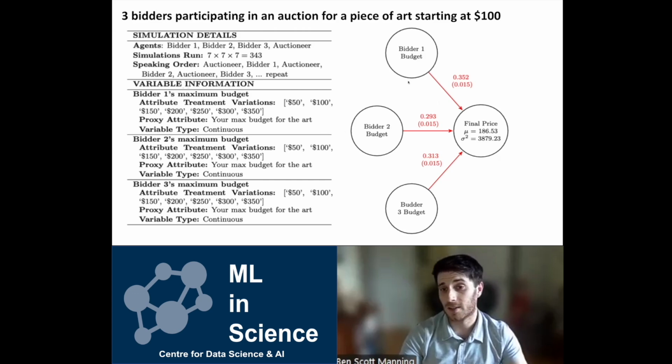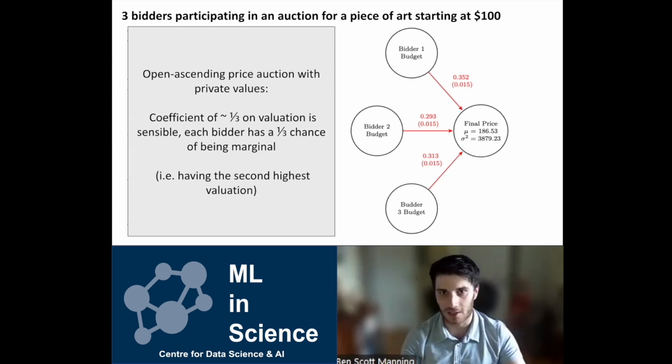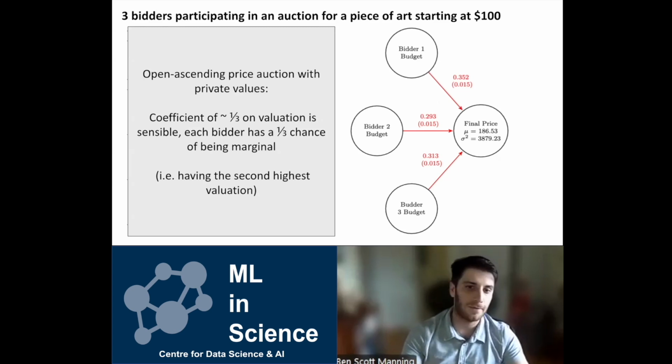And what we found is that a $1 increase in any of the bidders' budgets is about a 33-cent increase in the final price of the auction. And this actually makes sense because this is an open ascending price auction with private values, which, if you're unfamiliar with this, is kind of like your classic auction from a movie. Do I have $50? Do I have $100? There's the auctioneer, and the bidders kind of match these values if they want to do it.